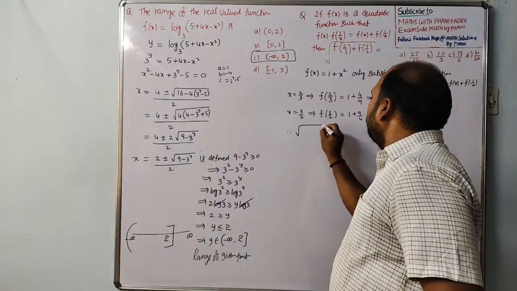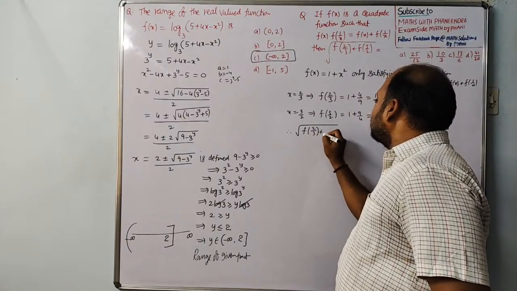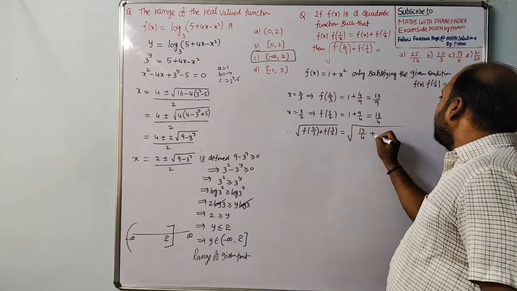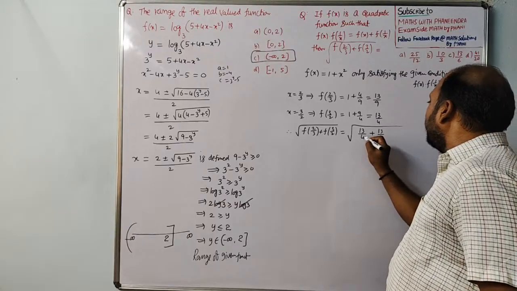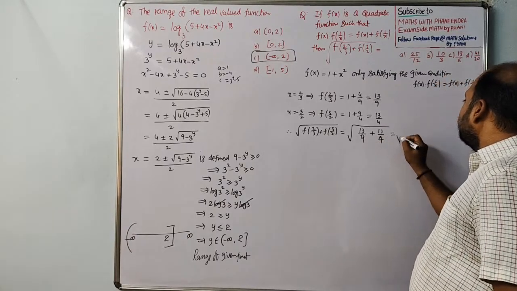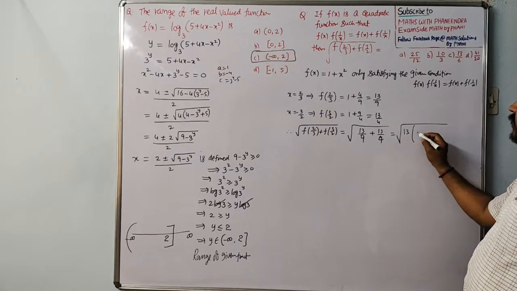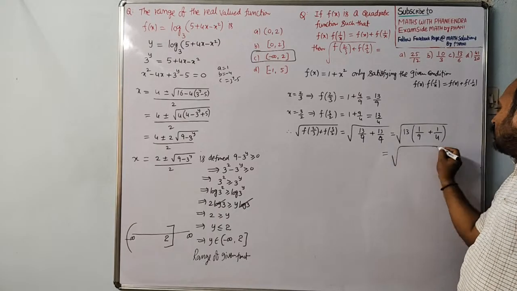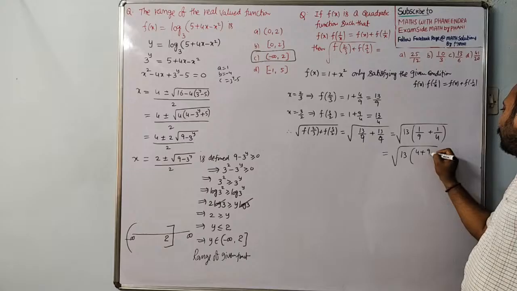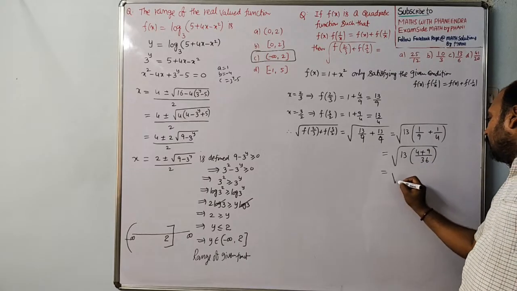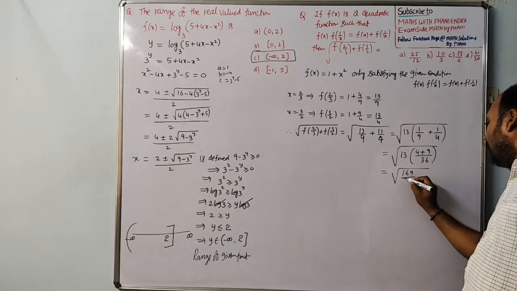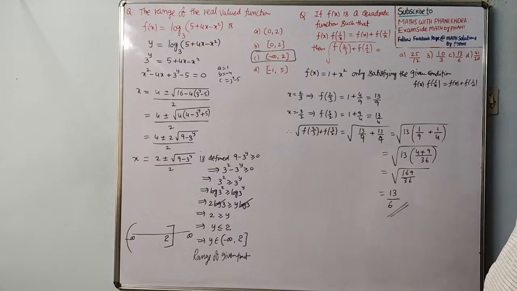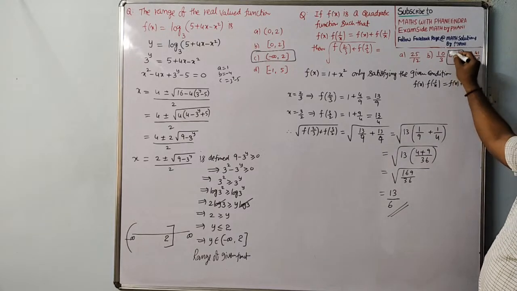Square root of f of 2 by 3 plus f of 3 by 2 is equal to square root of 13 by 4 plus 13 by 9. Here 4, here 9. So take 13 separately: 1 by 9 plus 1 by 4, that is equal to root over 13 into 4 plus 9 by 36, 13 into 13, 169 by 36. Root 169 is 13, root 36 is 6. So our value is 13 by 6, it is there in the third option, dear students.